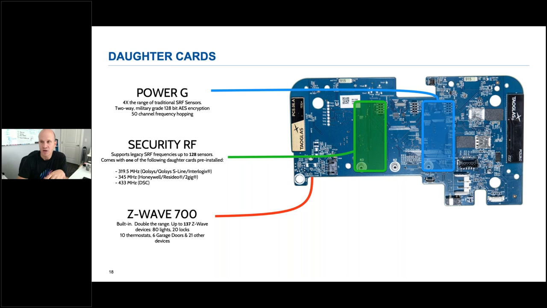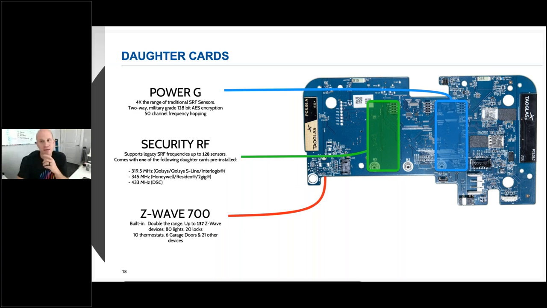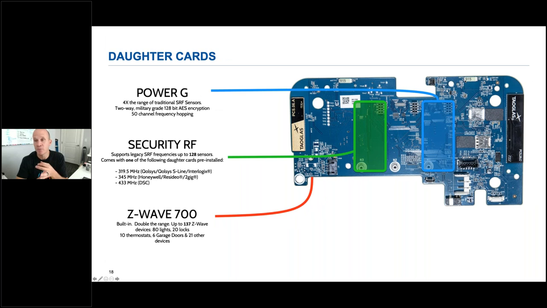On PowerG, we go to this onboard 915 antenna here. So we change the PowerG antenna design. Same sensors, same daughter card, different antenna, different tuning. And we get better PowerG range than ever before. Same on the security RF side. We no longer have that little pigtail antenna you have to stick in the wall. That is no more. We're able to bring the antenna inside the enclosure and have that tuned for each of these different frequencies. And so we get great range on security RF. And then same on Z-Wave 700, totally different antenna design, different tuning there.